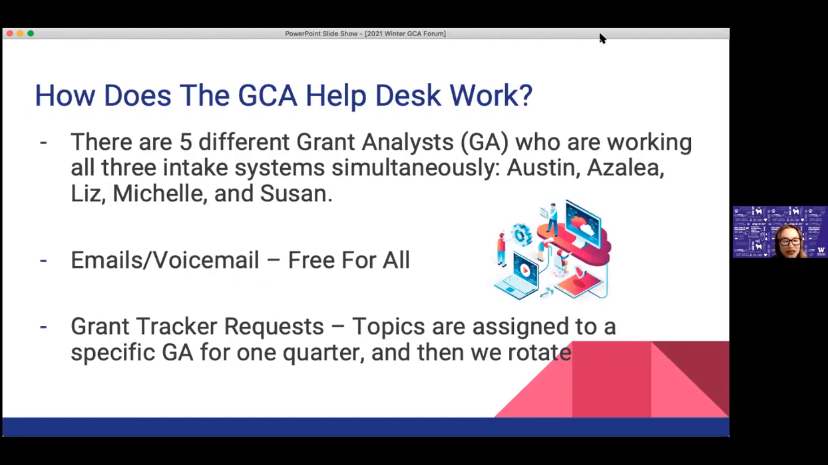Emails and voicemails are a free-for-all. What that means is that everyone is pretty much in GCA help all day, and we're frequently checking it. We're looking for responses back from folks, and we're also looking for new things to work on. As they come in, if we see something that hasn't been claimed, we'll go ahead and put our name on it. So we self-assign and we start working on it.